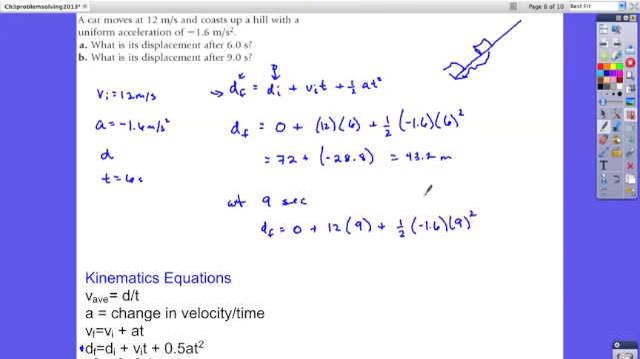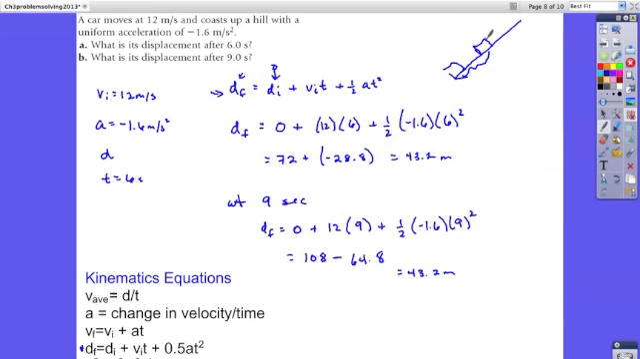So 12 times 9 is 108. And I'm going to go ahead and put a minus sign here because I know this is going to be negative. So 0.5 times 1.6 times 81 equals 64.8. And 108 minus 64.8 is 43.2. Now that's weird. So let's think about how it can be at 43.2 after 9 seconds and at 43.2 after 6 seconds when it has remained moving the whole time.